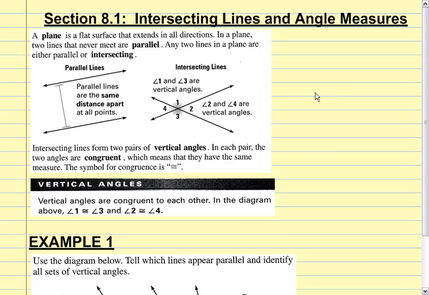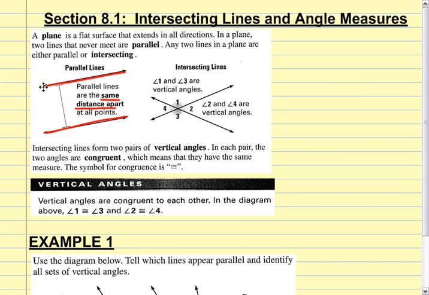Hey folks, a plane is a flat surface that extends in all directions, like a tabletop. Imagine your desk just going on forever in every direction. It's a flat surface, but it goes on forever. Okay? In a plane, two lines that never meet are called parallel. They'll never intersect. This line is parallel to this one. Parallel lines are the same distance apart at all points. Okay? Any two lines in a plane are either parallel or intersecting. Okay? They either don't touch or they do touch in a plane.